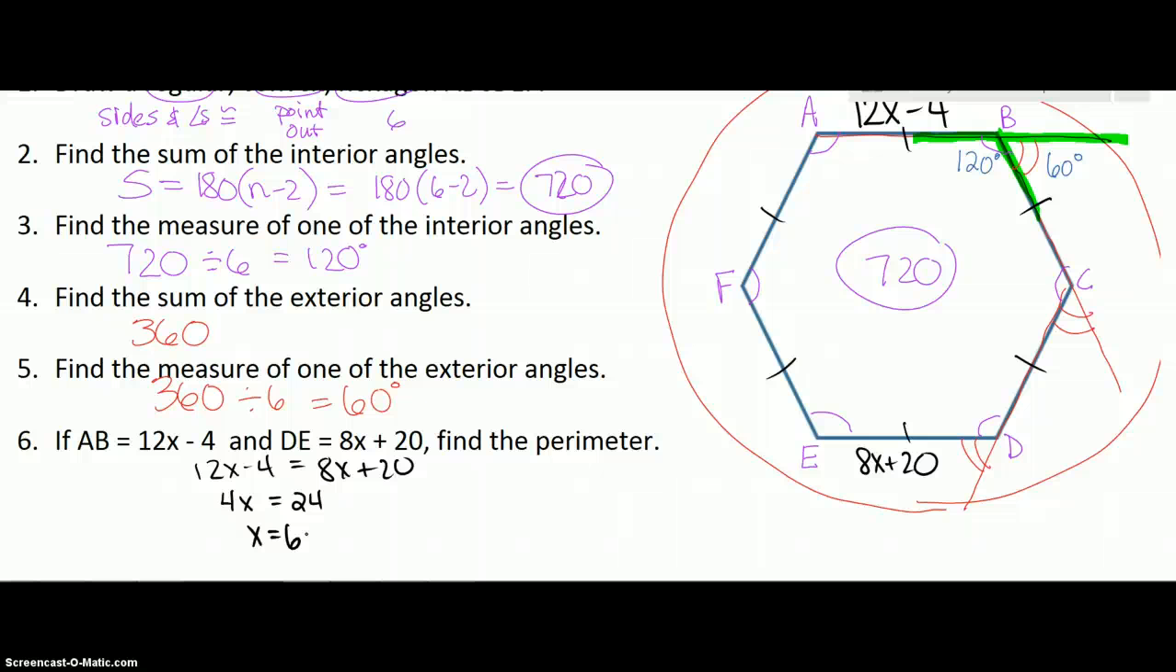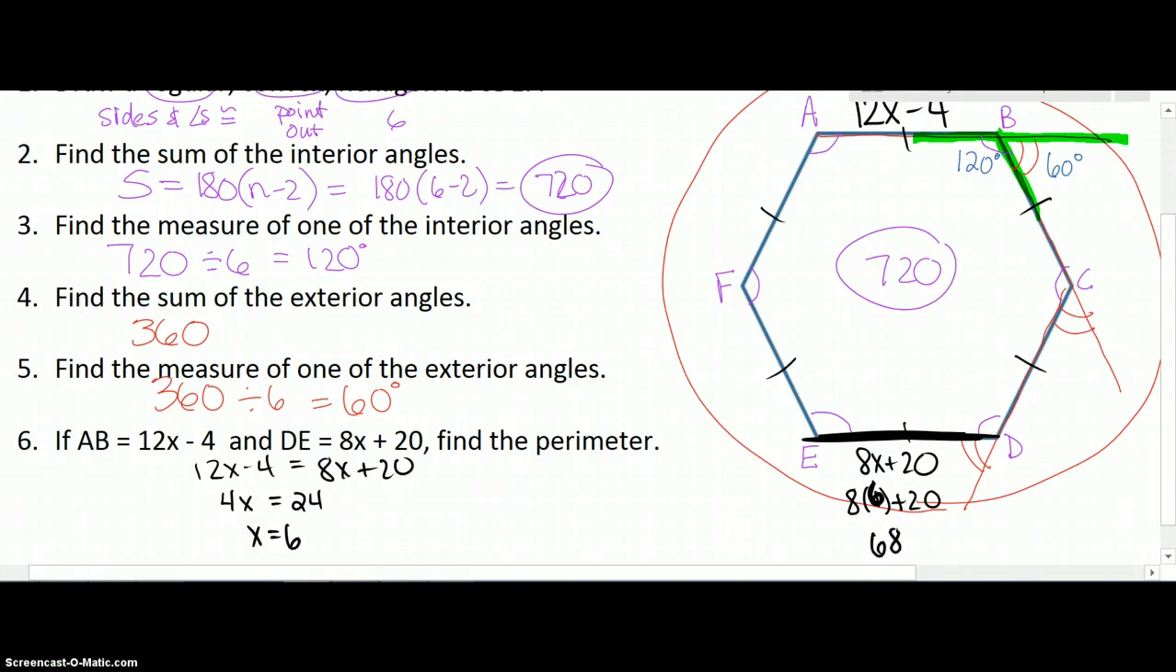Okay? So if we plug it back into one of them, I'm just going to come back over here to the 8x plus 20. I'm going to say 8 times x, which is 6, plus 20. So 8 times 6 plus 20. Order of operations, I'm going to do 6 times 8 is 48, plus 20 is 68. That means that the length of this one side is 68.